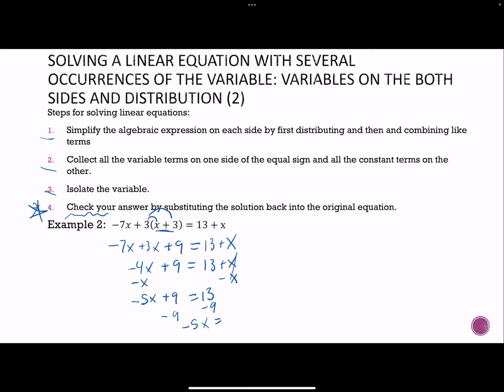this doesn't work out very nicely, does it? I'm going to have a fraction, and that's okay. We know how to work with fractions. So I have negative 5x equals 4. Again, we need to isolate our variable, so I divide both sides by negative 5. So x equals 4 negative fifths.